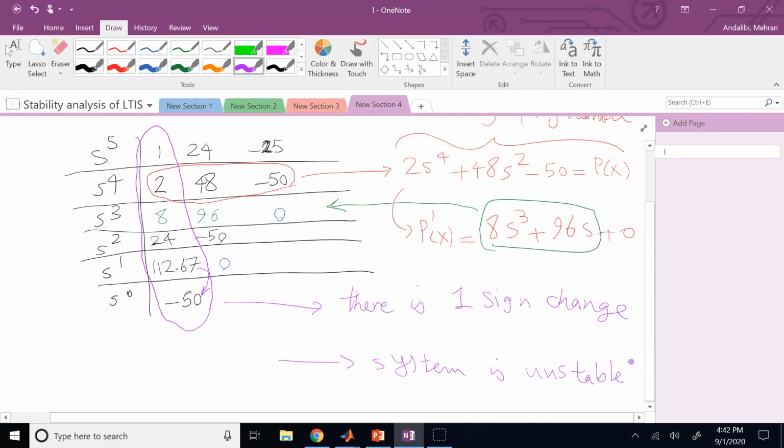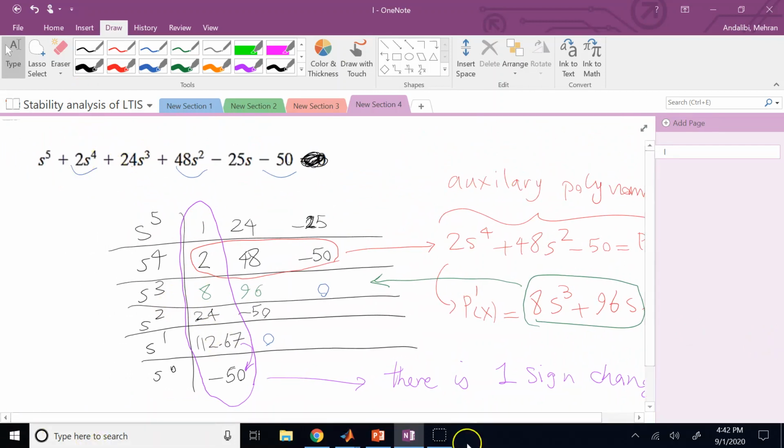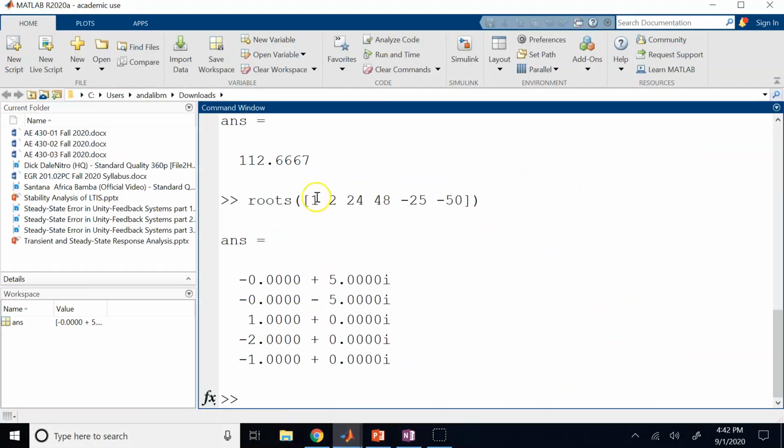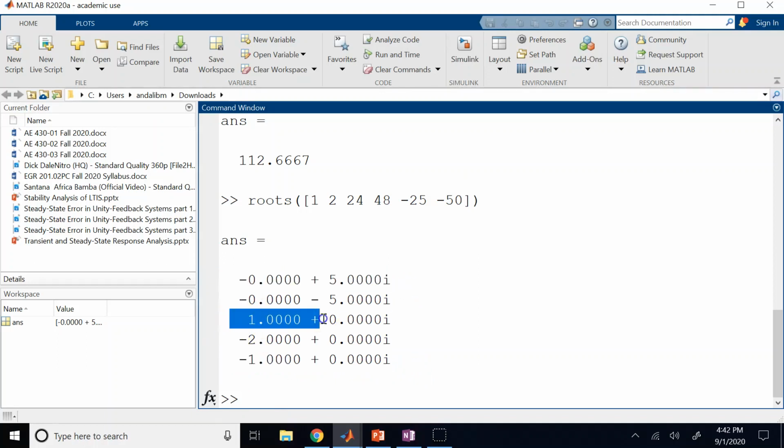And I can always go and check it. Okay, so if I pass these coefficients to the command roots in MATLAB, which I did already, look at them. So four of them have negative real parts, except for this guy. This one is positive 1, and that means your system is unstable.